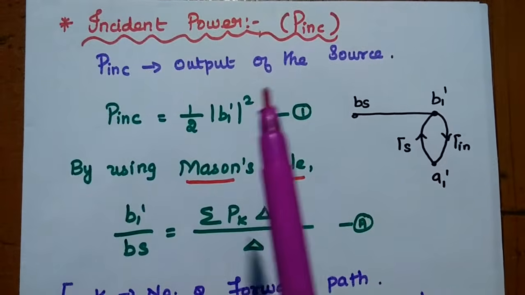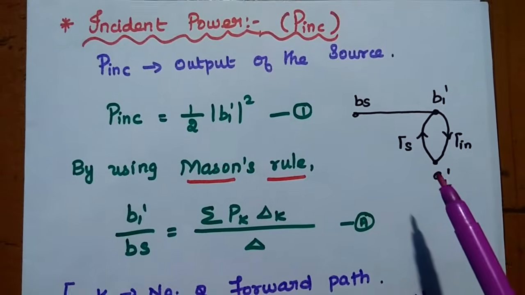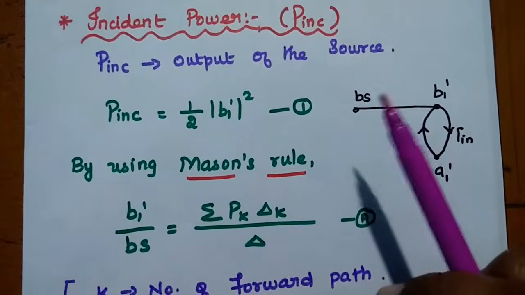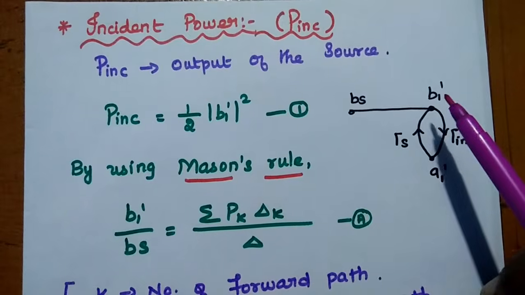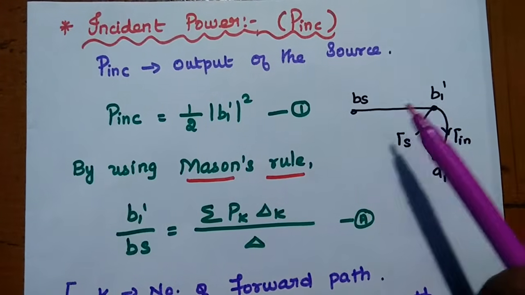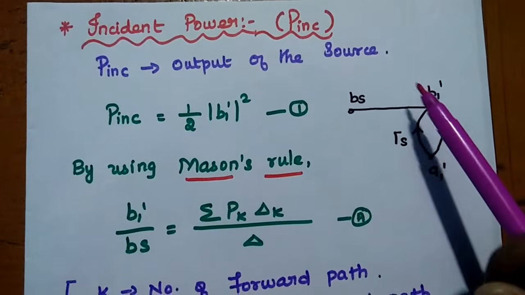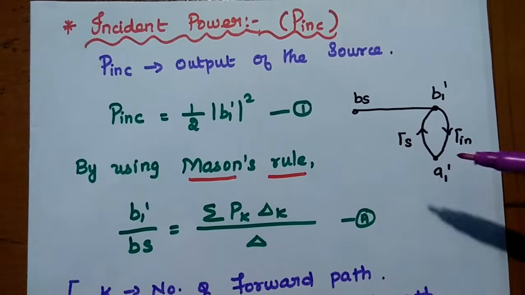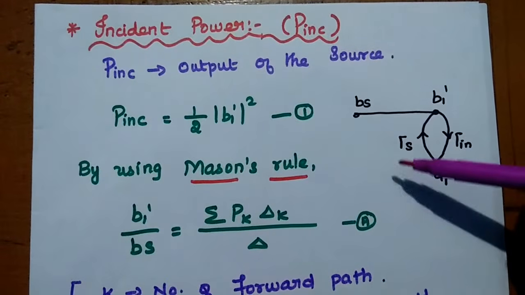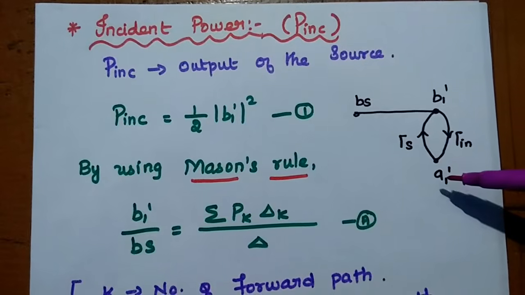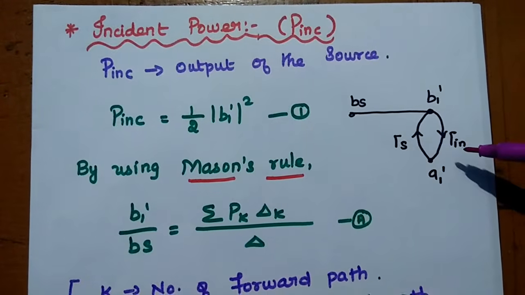This incident power is the actual output of the source. So here we have to consider the RF source signals. BS is the actual output from the source. This B1 dash is the reflected signal along with this BS. So this is the output of the source side. This is A1 dash, the input given to this RF source from the amplifier. And then we have gamma S and gamma in.